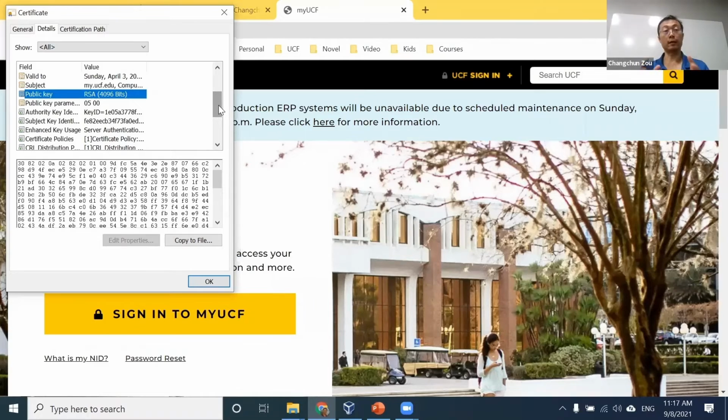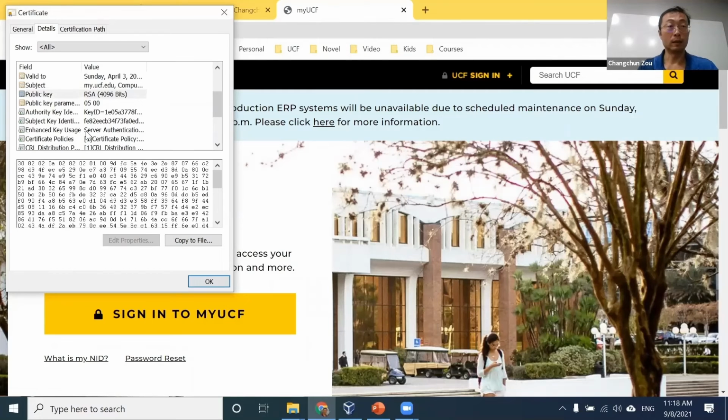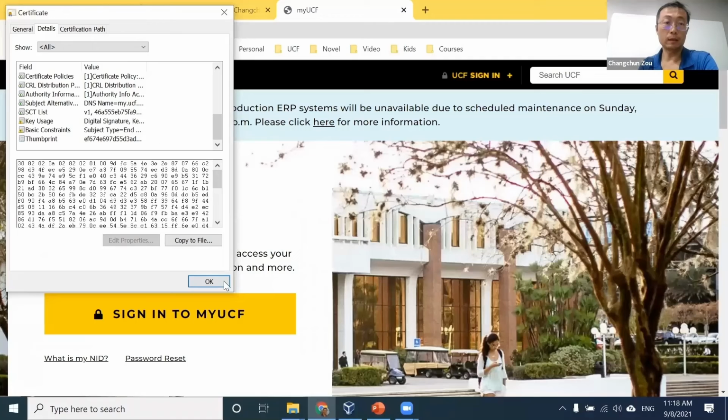So you can see that this digital certificate actually contains a lot of information, like this CA's name, this validation time, issued to which organization, and all this information. So an actual digital certificate is not just an encryption of the public key itself. It actually is the public key plus a lot of text. And so the whole thing is called a digital certificate.